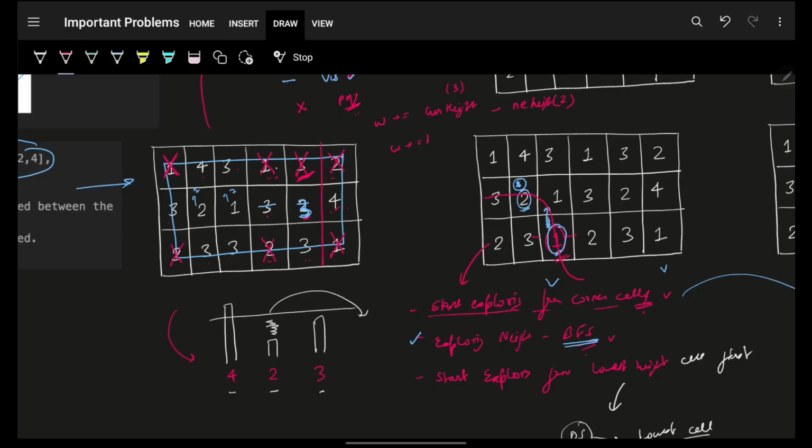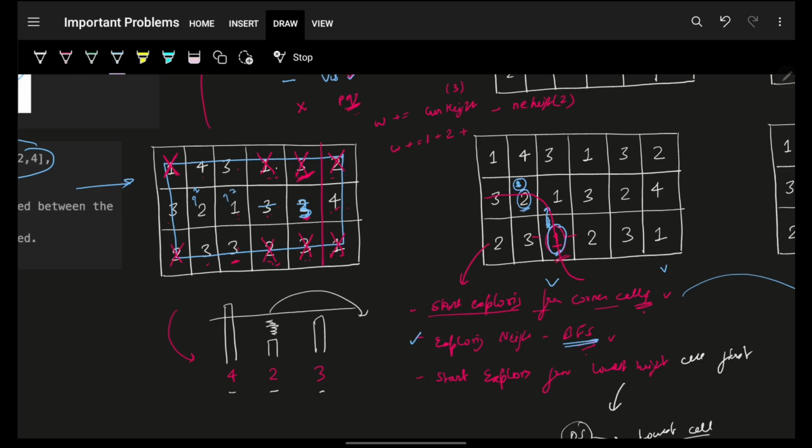Next, let's visit the next cell. I can visit this also, but okay, let's try visiting another cell. If I visit this cell, visited, no worries. If I visit this cell, okay, this is not visited, and its neighbor is not visited. So obviously, I can store water of how much? 3 minus 1, which is 2 units of water I can store.